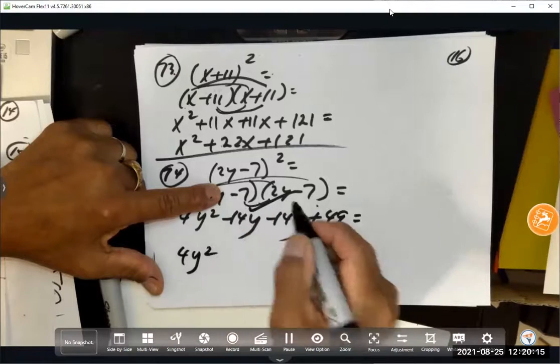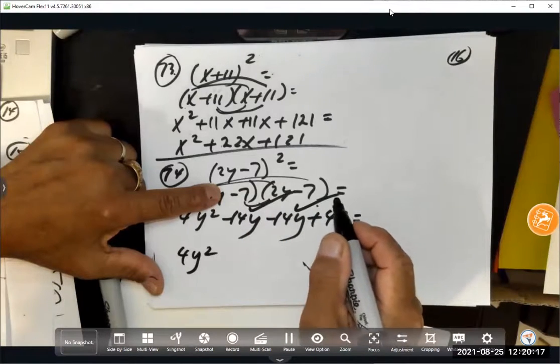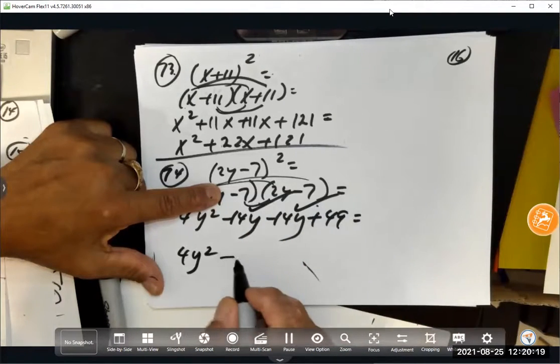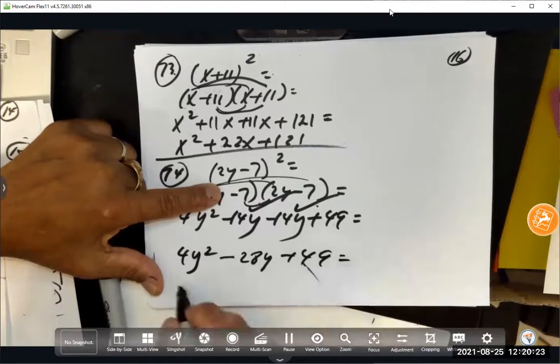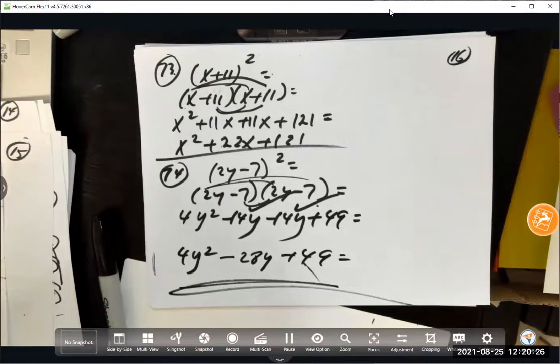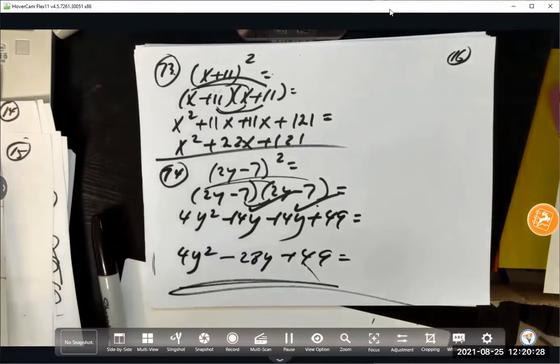This time you lost 14 and you lost 14. You're in the hole. Negative something? 28y. Yeah, there you go. Plus 49. Is that okay for number 74? Yes. Okay, I'm going to go to number 75 then. All right, let's go.